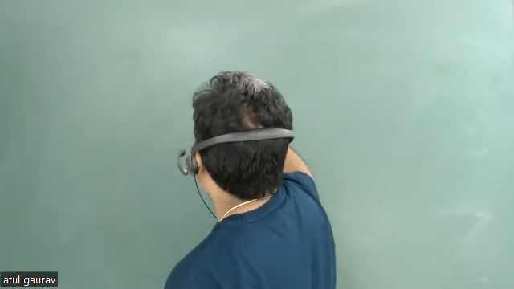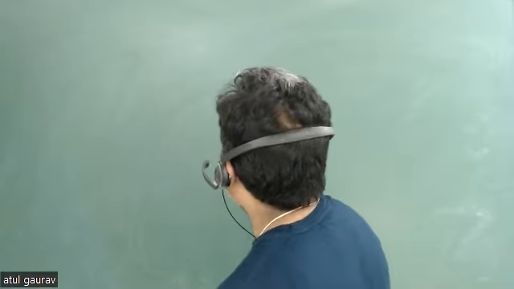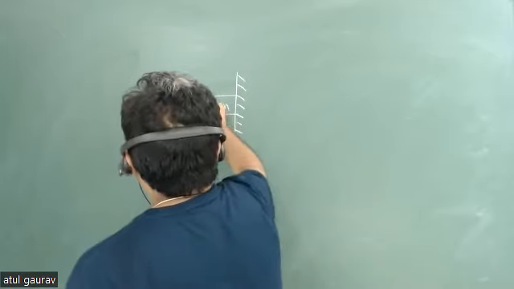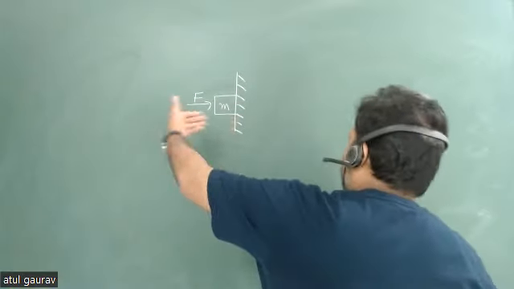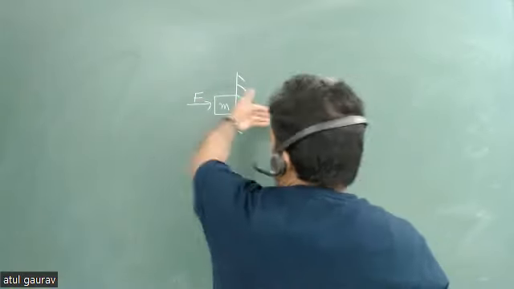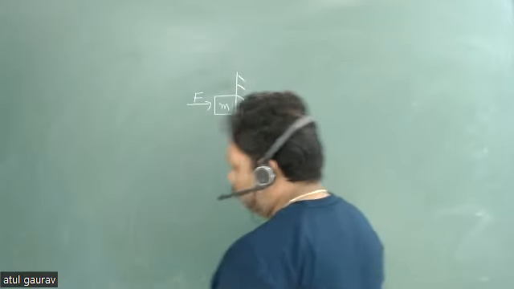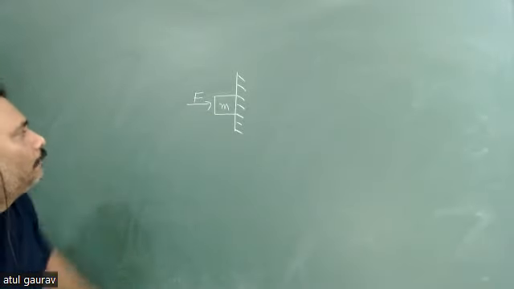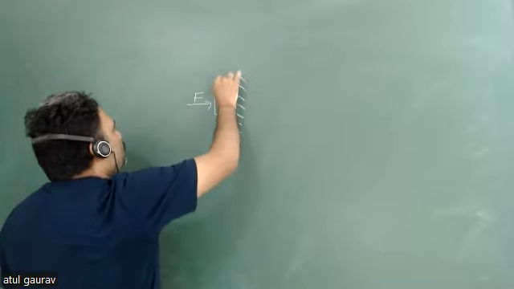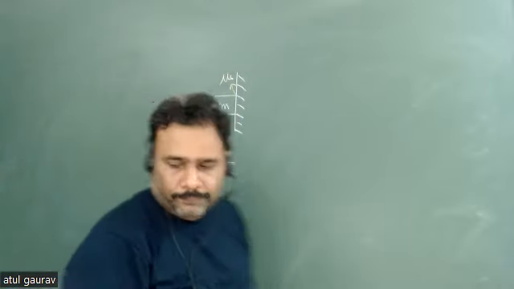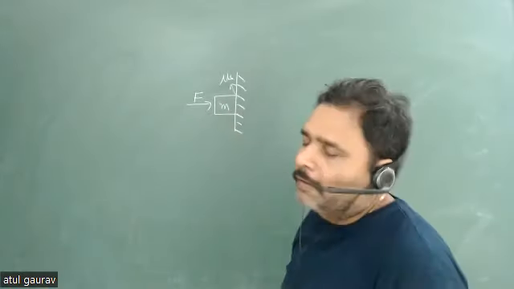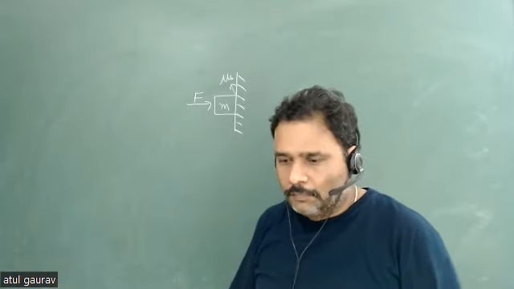सो दिस इज योर रिजिड वॉल. दिस इज योर मास m and you are applying some force F horizontally. Sorry, horizontally apply करो. This is vertical. So what should be the minimum force F such that it will not fall down? And the coefficient of friction is mu s. What will be the minimum force F such that this will not go down? F equals mu mg.